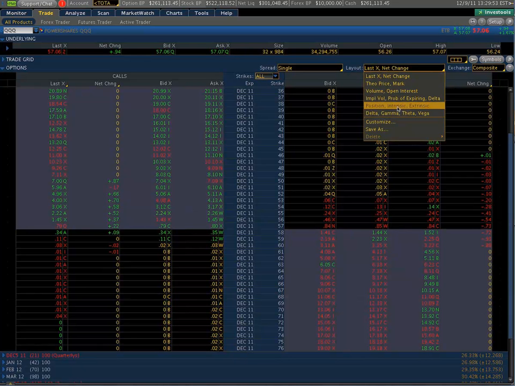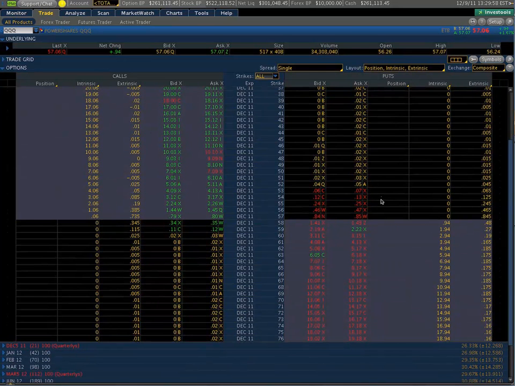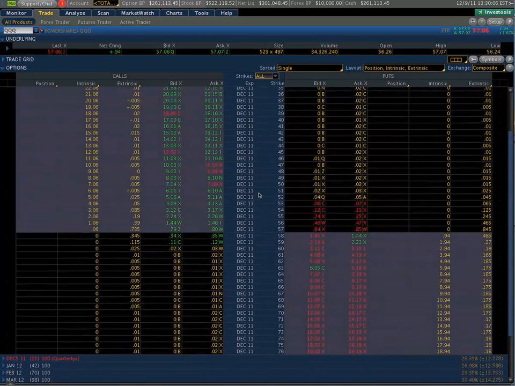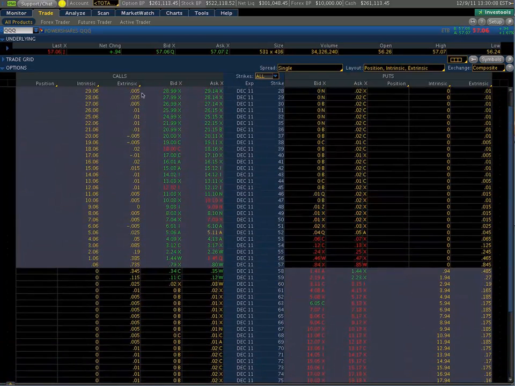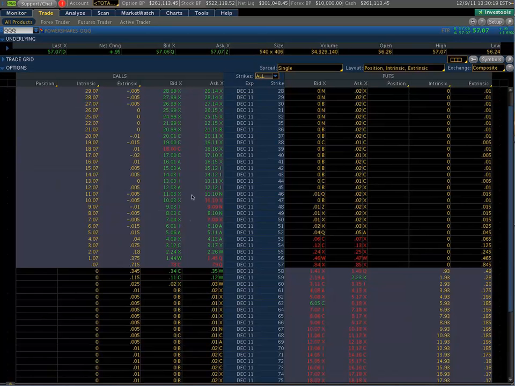Let's take a quick look at position, intrinsic, and extrinsic. Now, if we had a position in this ETF, our position would show up under the position column. In addition, we have other information that we didn't have before. We have the extrinsic value, we have the intrinsic value, and we still have the bid and ask price. Now, as you can see, right now the Qs are trading at 57. So the at the money calls and puts are the 57 strike prices.